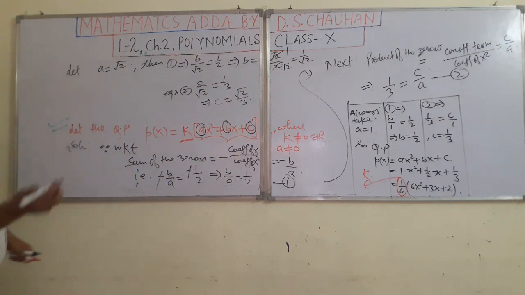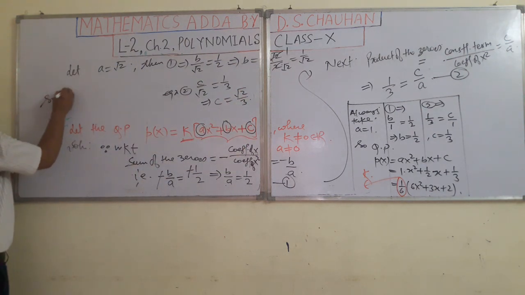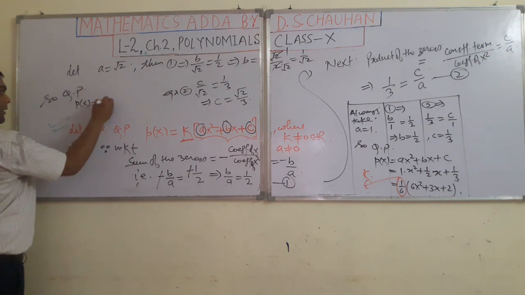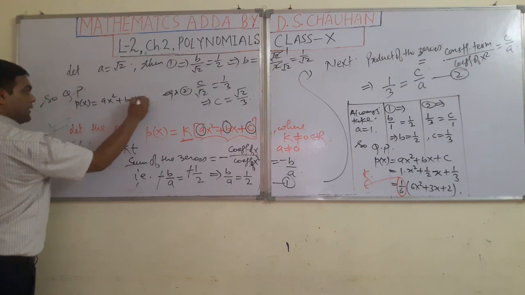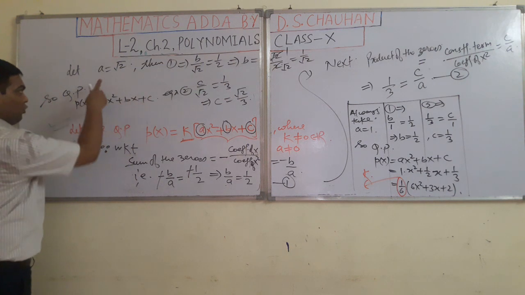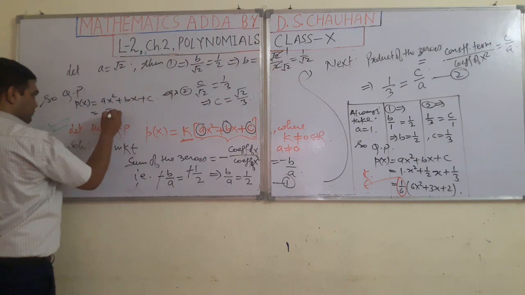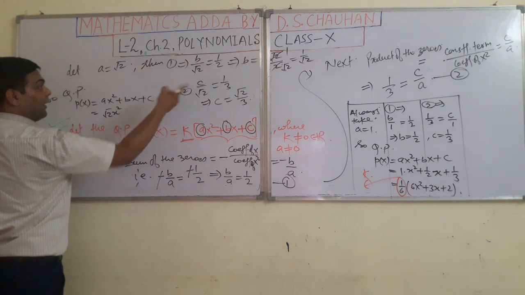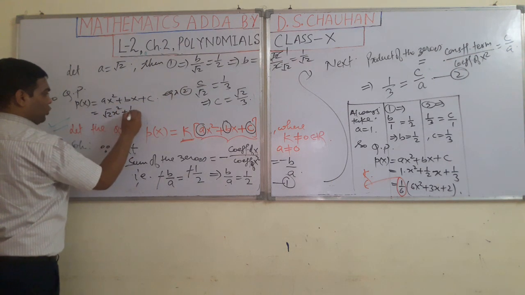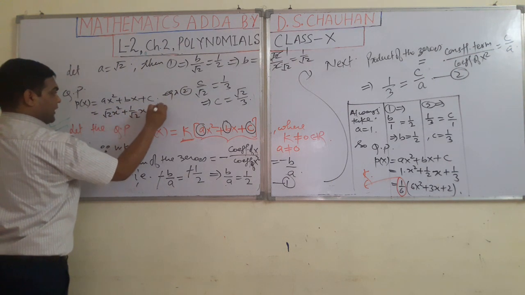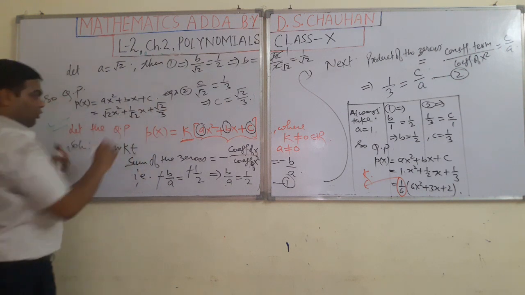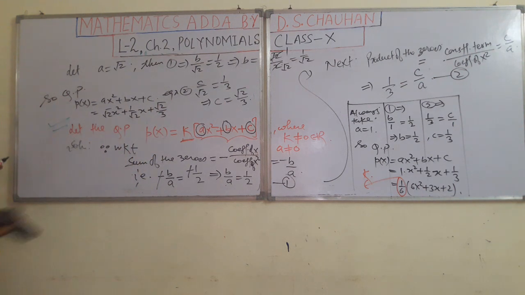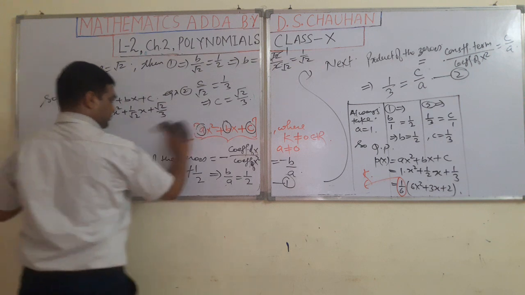Now, what will be the quadratic polynomial? So the quadratic polynomial Px equal to Ax square plus Bx plus C becomes: A is how much? Under root 2 x square. B, it is 1 by under root 2 x. C, it is under root 2 by 3. Now students, if you simplify, what will you get?